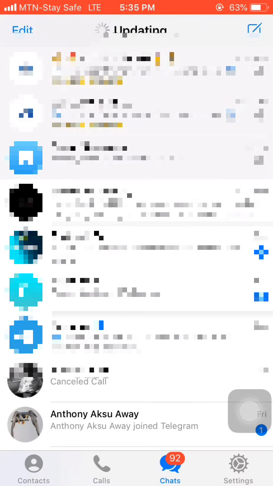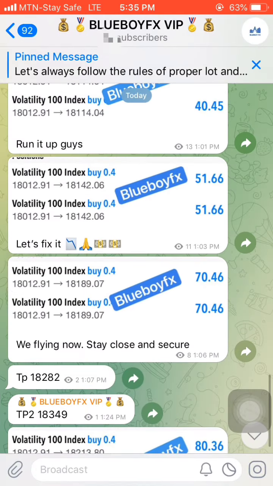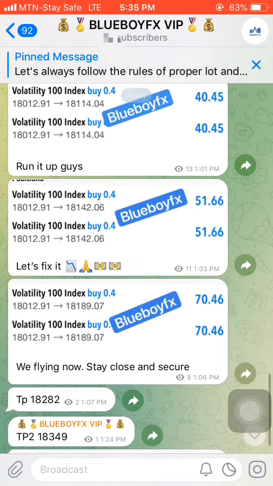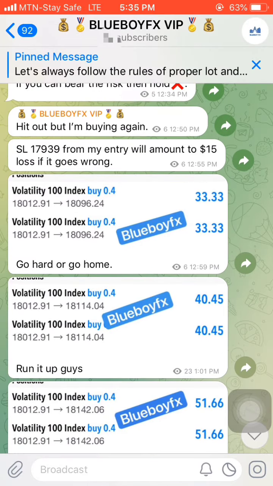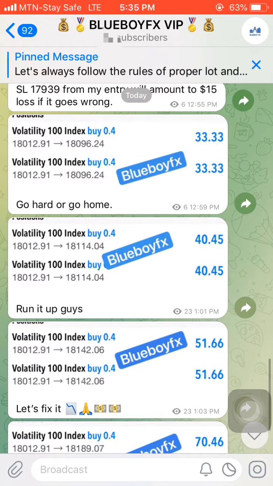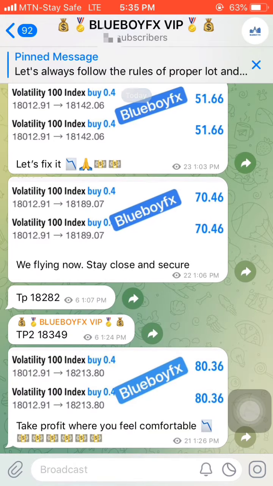But before you go, let me just show you a quick one in the VIP. I'm going to show you the settings. Okay, I've shown you that already. So here is a trade from today. Of course, you see this today here in the VIP. I told him to buy the Volatility 100 again, and we hit a whole lot of profit, $80 on each position, and we've been doing more than that.